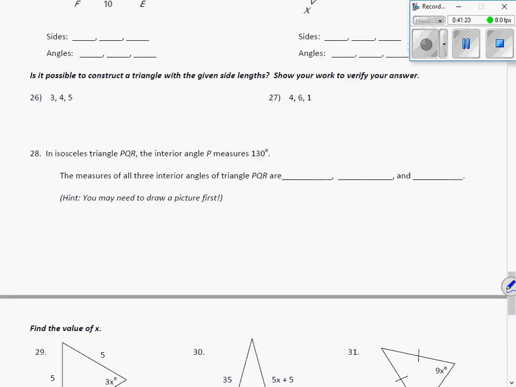Is it possible to construct a triangle with the given lengths? Is 3 plus 4 greater than 5? Yes. So then it is a possible triangle. Is 4 plus 1 greater than 6? No. So that one's not a possible triangle.